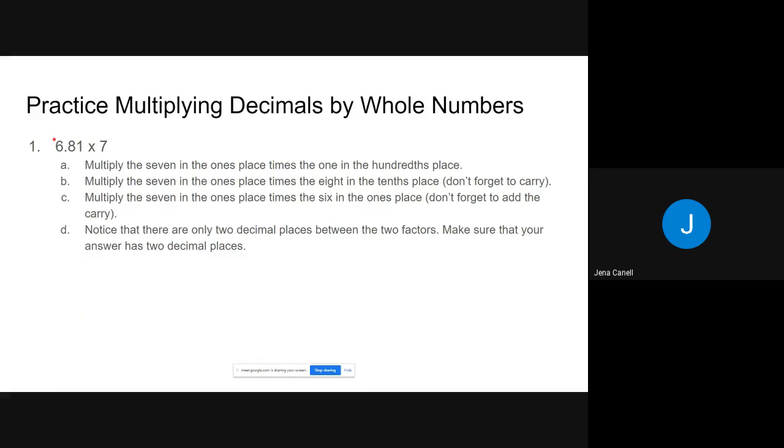You can either write down 47, or you can write down the 7, carry the 4, and then bring it down. But the thing to note here is we have 2 decimal places, 2 numbers behind the decimal place here, and we don't have any numbers behind the decimal place here. So that means that our answer must have 2 decimal places. All right, moving on to the next slide.